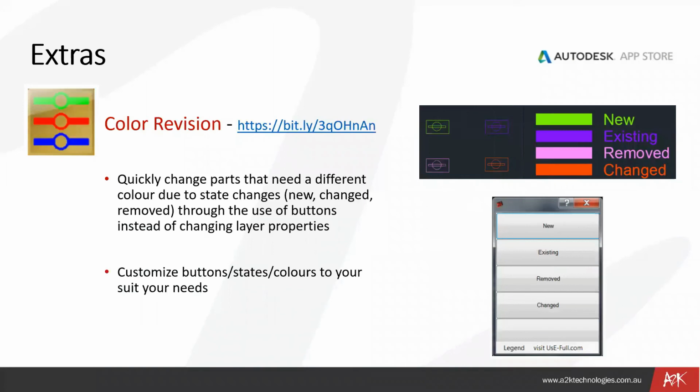Another extra is our color revision. Basically, if you have to change parts due to a change of state of any sort, you can just use these buttons that you get. You select your elements and click on the button, and it'll change it to the color that you specified and the layer that you specified. You can also customize these buttons, states and colors to suit your needs. So maybe you don't like new, existing, remove, changed, or maybe you don't like the colors. You can change that to your heart's content. So something to look into as well, if that's part of your workflow.